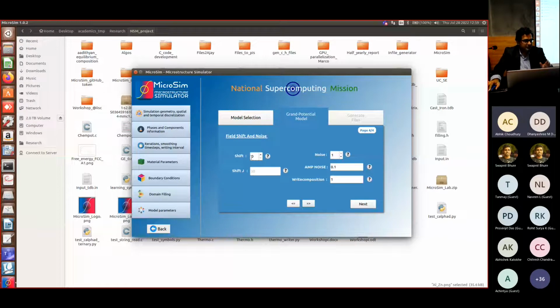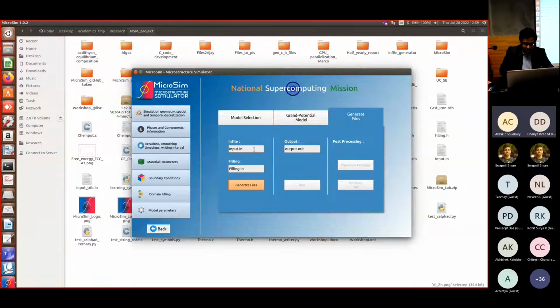So shift is a key for doing shifting simulation. That means in the morning I was showing where the simulation was shifting as the simulation is moving forward. If this is on, you enable that feature. Otherwise, if it's 0, it's shut off. I can choose to have noise or I can remove noise. So I have put 0 here. And write composition is a key I have chosen so that you can write both composition and chemical potential at the same time.